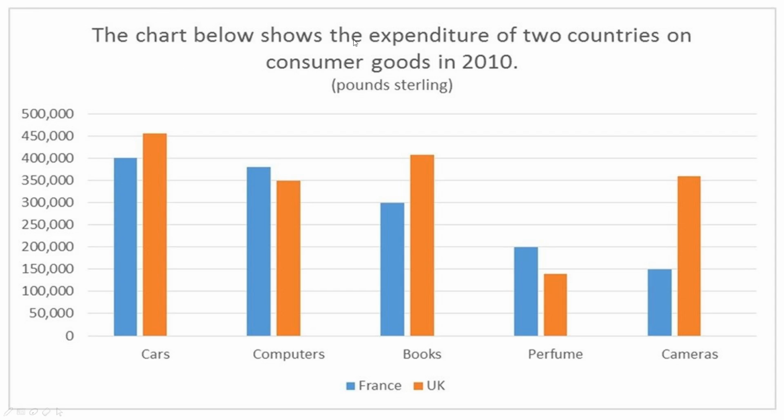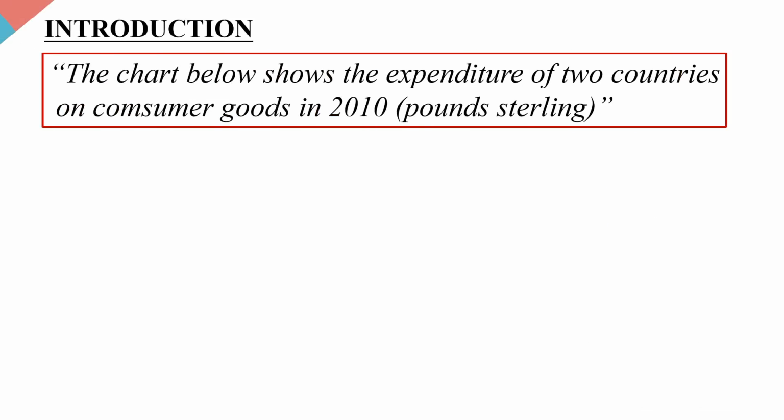The chart below shows the expenditures of 2 countries on consumer goods in 2010 in pounds sterling. Now we should paraphrase. First, we have the word chart. We should not change this word because IELTS requires you to keep some words unchanged. You shouldn't change the chart because the chart is chart, the table is table, the process is process, so the chart is the chart.